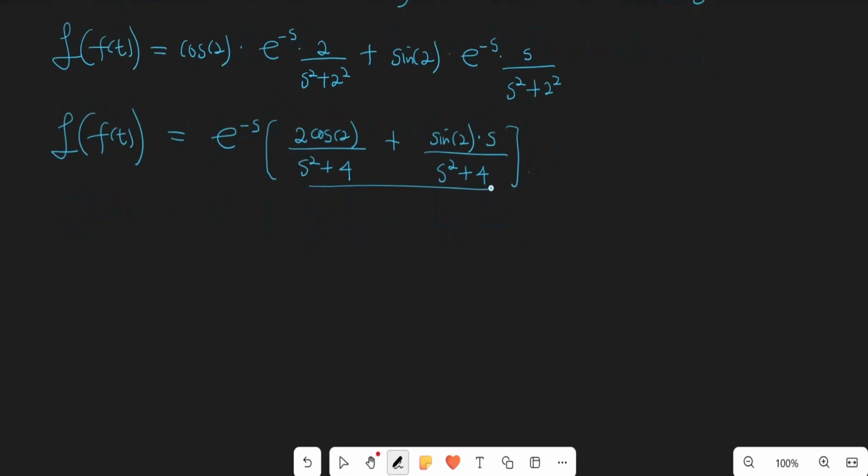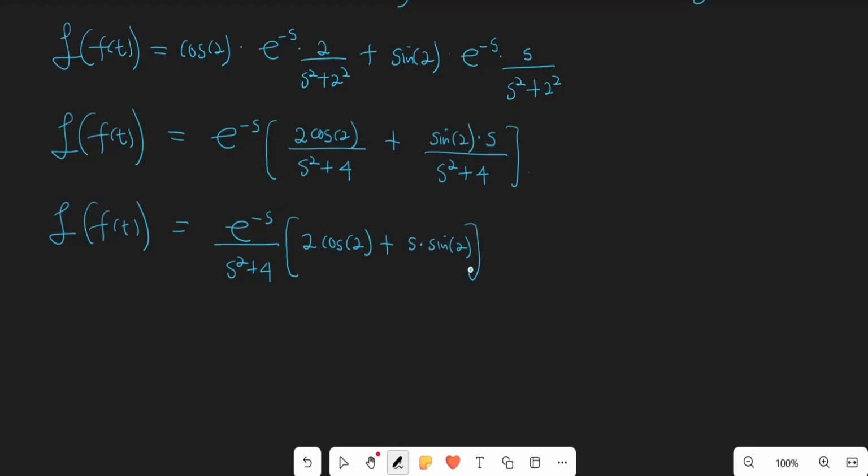So we can further factorize this one out. Why not make it simpler? So finally, the Laplace transform of our second function is equal to e to the negative s divided by s squared plus 4. And now what do you have inside? This one is 2 times the cosine of 2 plus s times the sine of 2, like this. And this one is the Laplace transform of the second function.